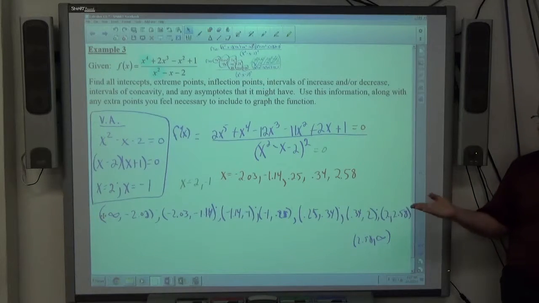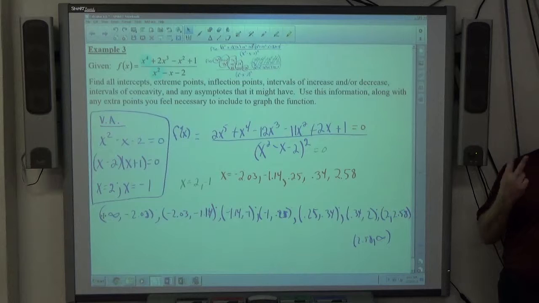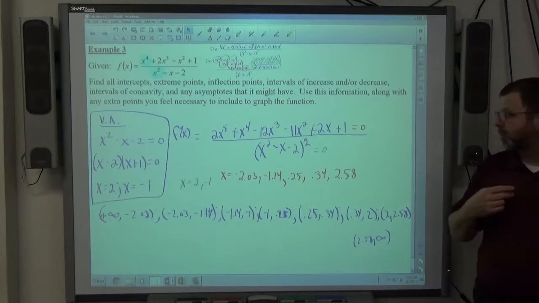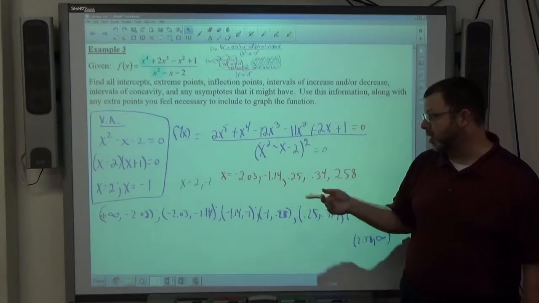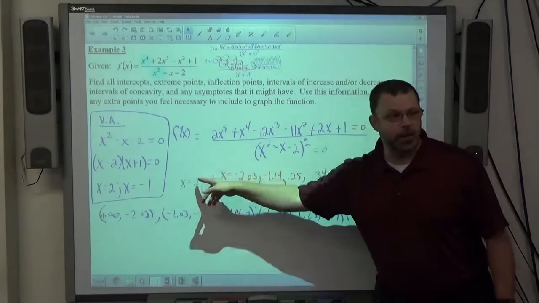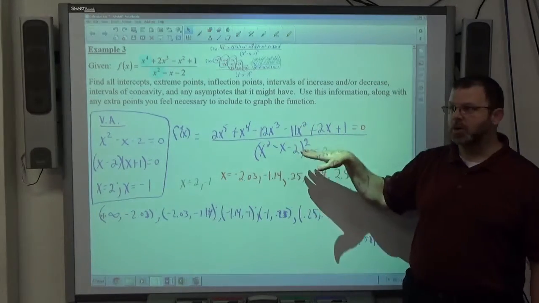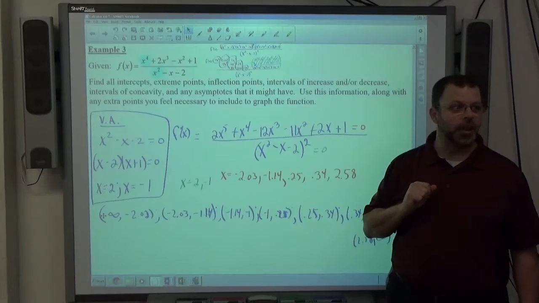And what I want to do is evaluate the sign for each of those, right? Look at the bottom, x squared minus x minus 2 squared. What sign's the bottom going to be every time? Positive, right? X squared minus x minus 2 squared is always positive, except when it equals 0. It's not going to equal 0 because we've already picked out where that happens. So the bottom's always positive. If we just figure out the top, we'll figure out the sign, right?